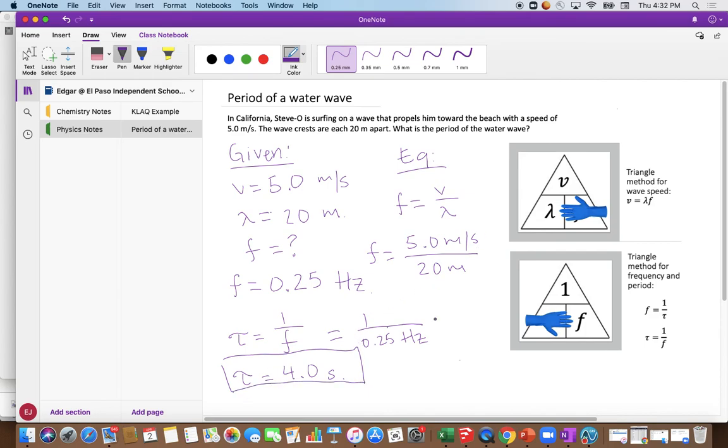Remember, when we are using the triangle, just cover up whatever unknown you're going to solve for.